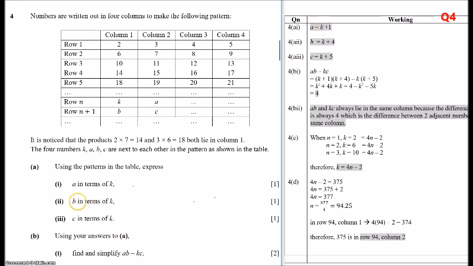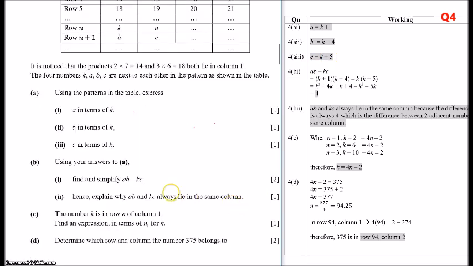So where's B? So B here. Again, in terms of K, right? So starting from K, it's plus 1, plus 2, plus 3, plus 4. That's why B is K plus 4. And similarly, C is beside, that's why C is K plus 5. So done. This is the easiest 3 marks in the world.